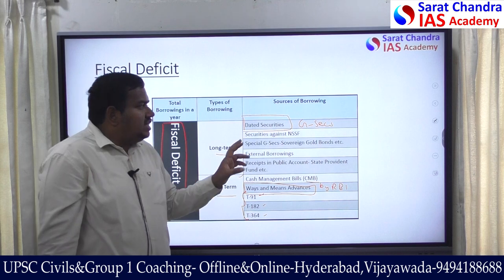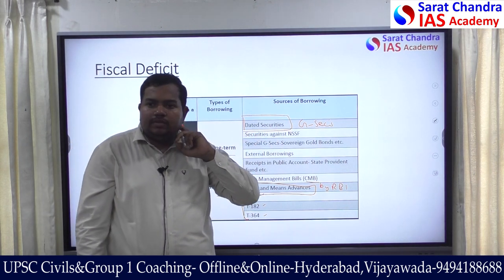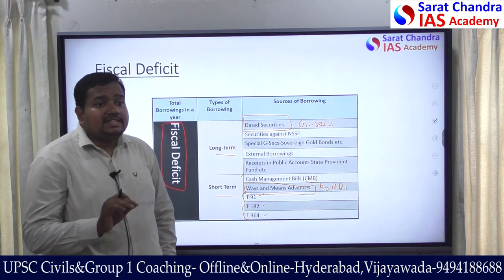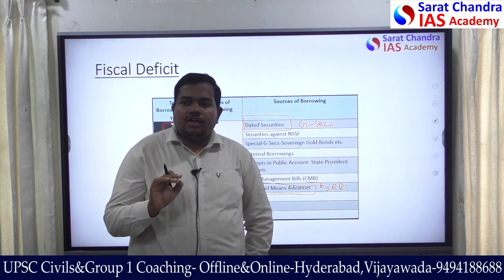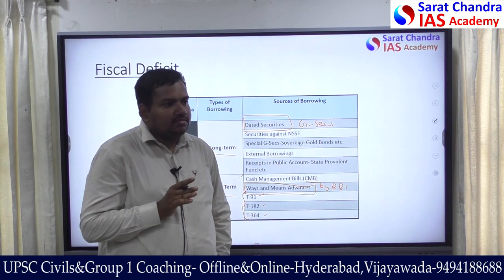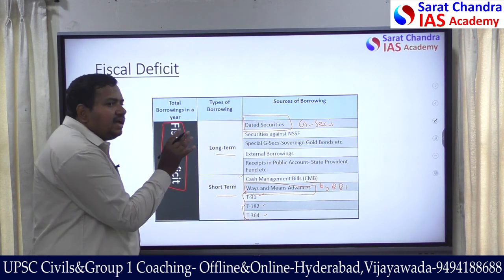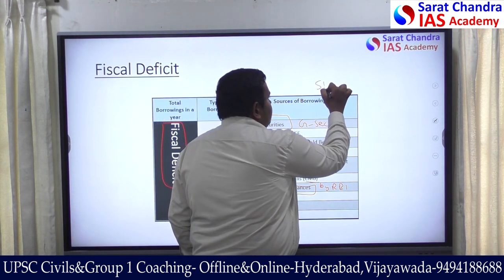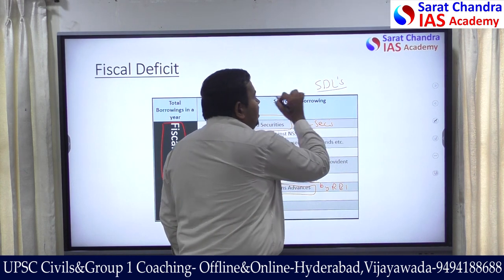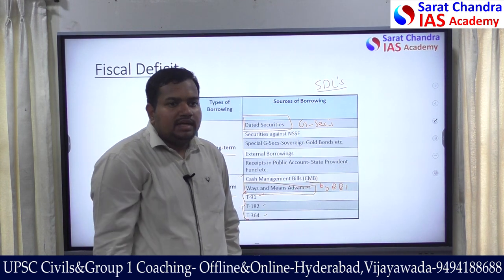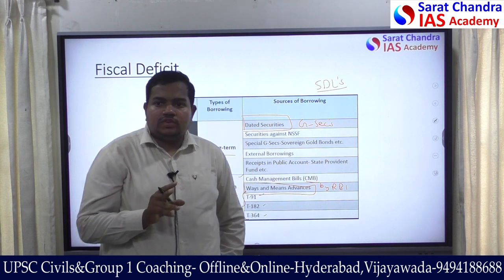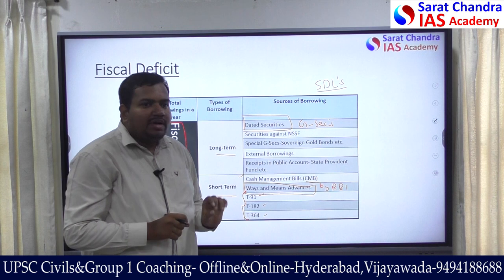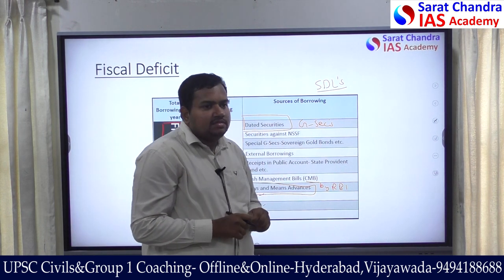Now tell me whether dated securities can be issued by the state government or not. Yes, state governments can issue dated securities. They can't issue short term, but they can issue long term, and we call them SDLs, state development loans. So dated securities of the state governments we call SDL. But for the central government, we call them G-Secs.